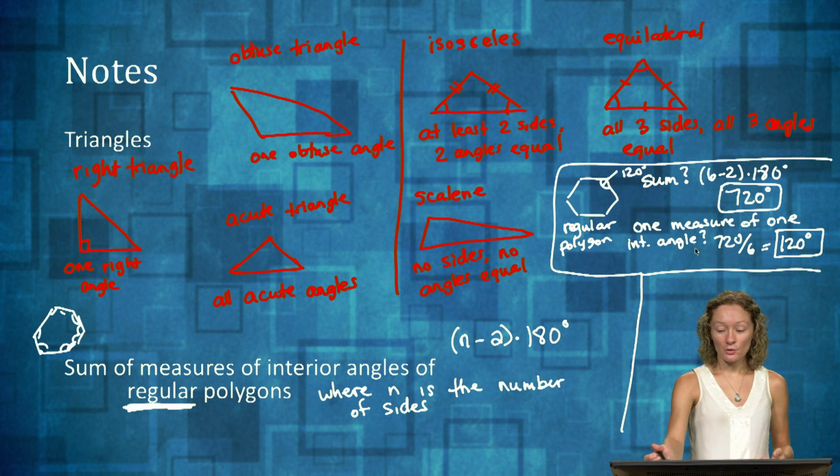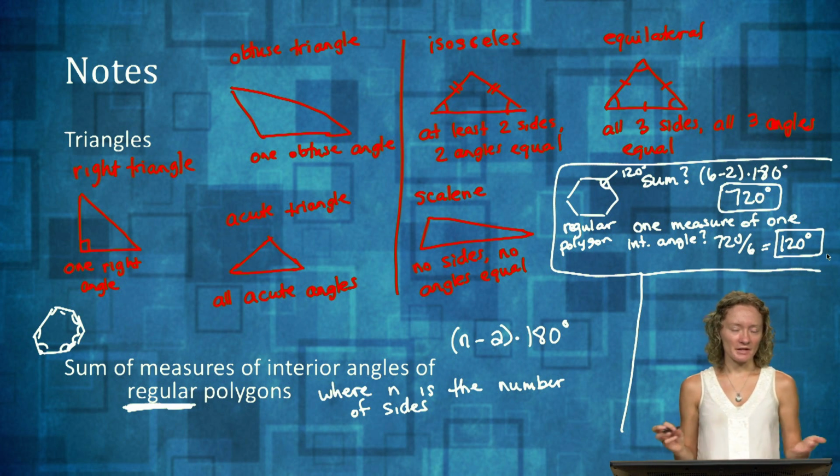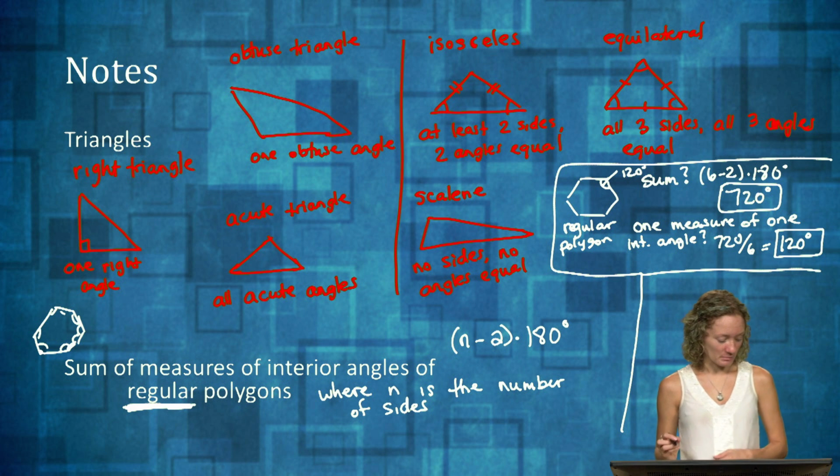You could be asked either question. So in this case, I asked both, but you could totally have the first piece, what's the sum, be gone. They could just say, what's the measure of one interior angle? The truth is, you have no choice but to first find the sum and then divide by however many sides there are to get this answer. But that's about it. That's really the only variation you'll see in a problem like that.